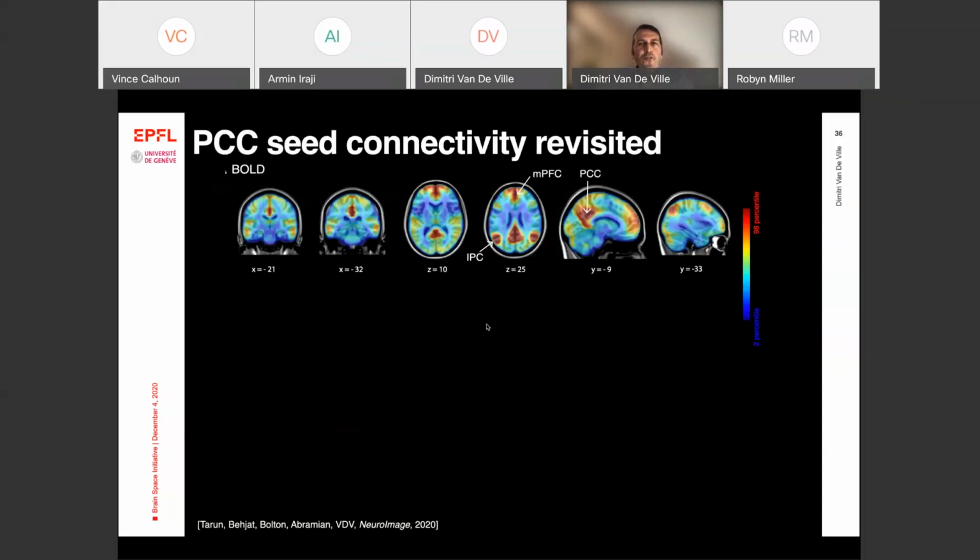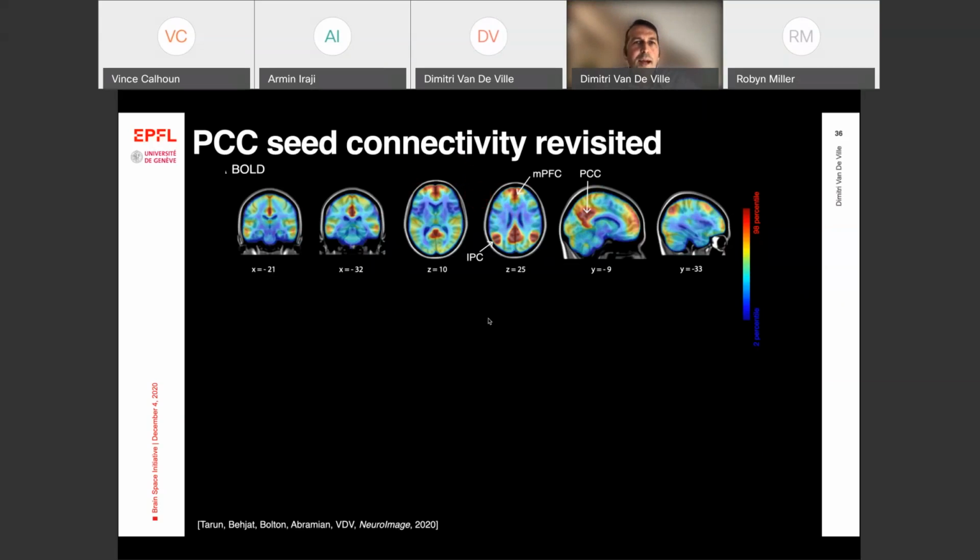So then Anjali wanted to use this to look into brain dynamics. The first thing she did is look at PCC seed connectivity. Here you have, on the original fMRI data, using the PCC as a seed region, the connectivity map over resting state fMRI. And so you get the typical default mode, task negative versus task positive contrast, as we all know.